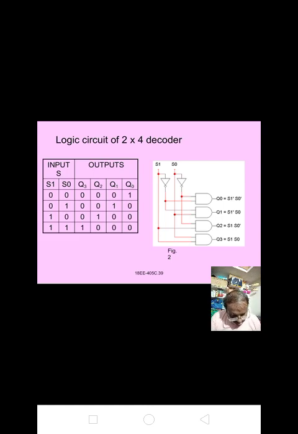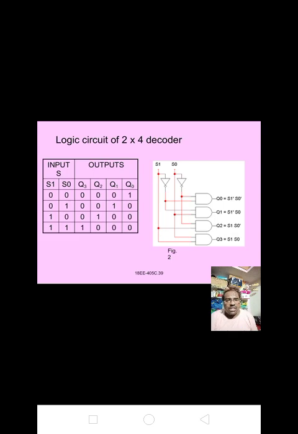For 0 0, Q0 is 1 and Q3, Q2, Q1 are zeros. For 0 1, Q1 is 1 and the others are 0. Next for 1 0, Q3 0, Q2 1, Q1 0, Q0 0. For 1 1, Q3 1, Q2 0, Q1 0, Q0 0. This is the truth table for the 2 into 4 decoder.